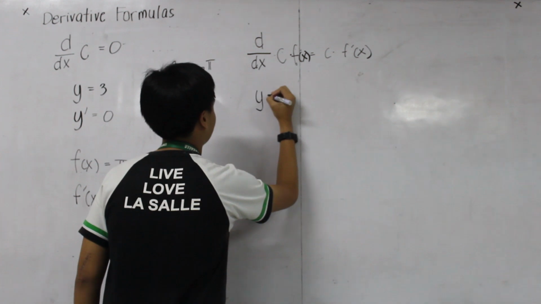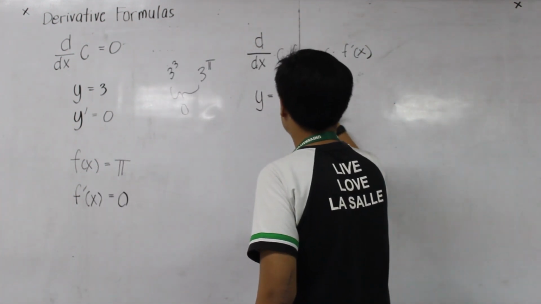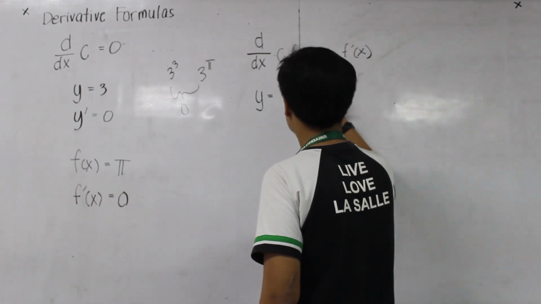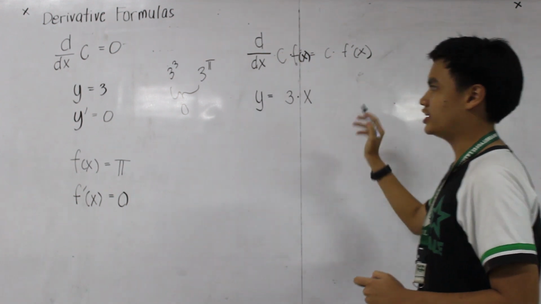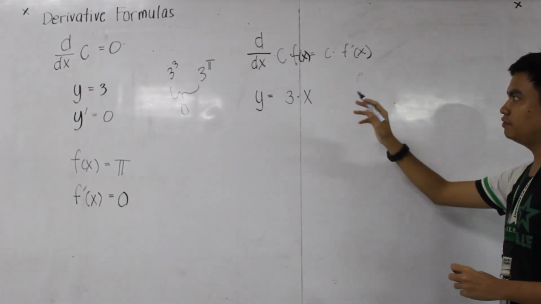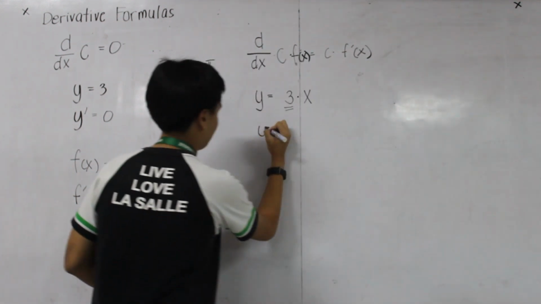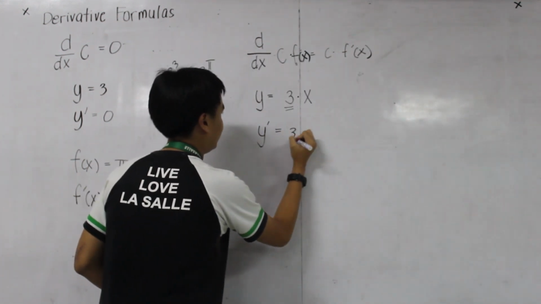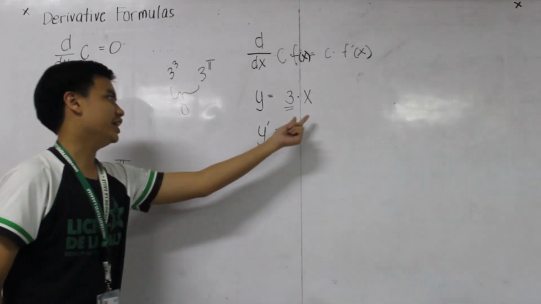To understand this further, let me give an example. We have y equal to 3x. Since we have a constant term 3, the derivative y prime is 3 times the derivative of x. So how do we get the derivative of x?